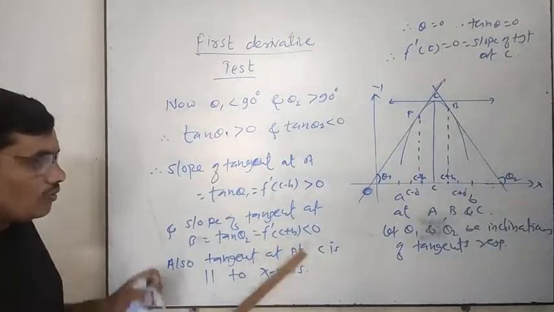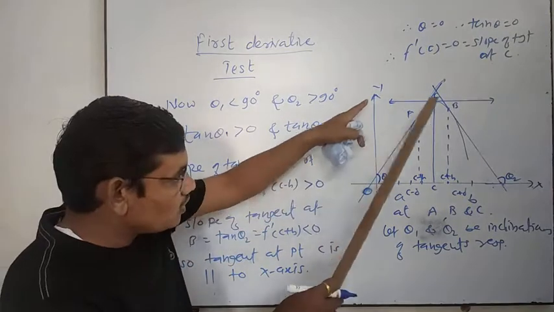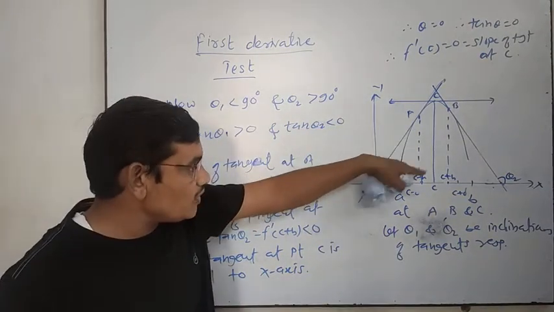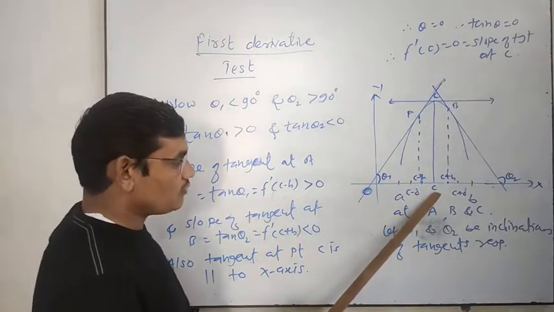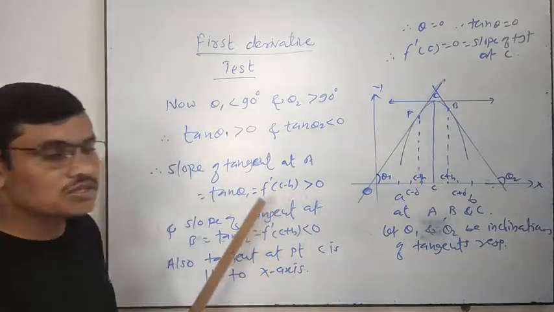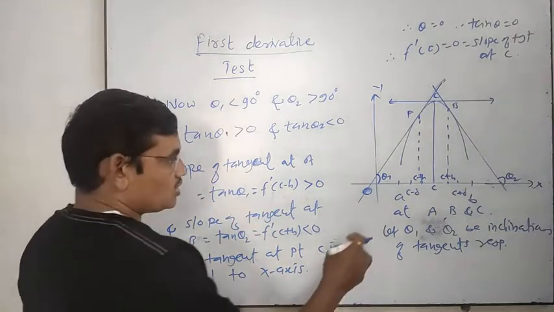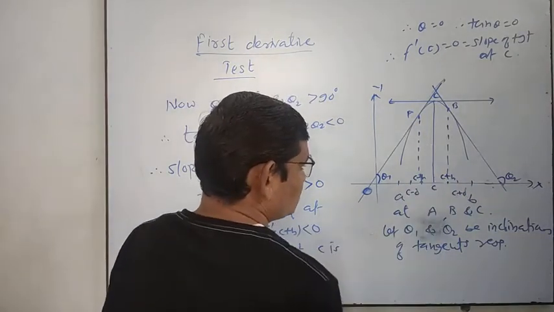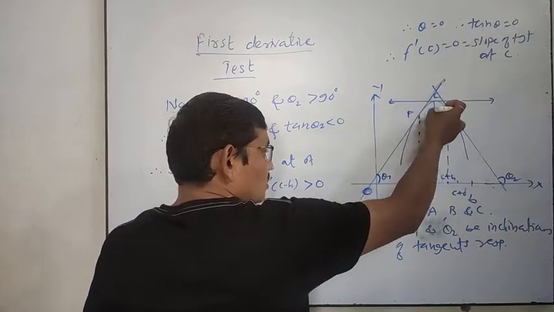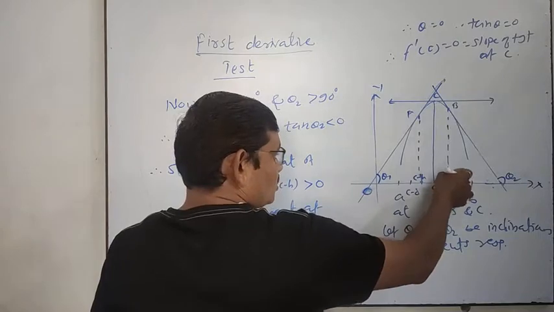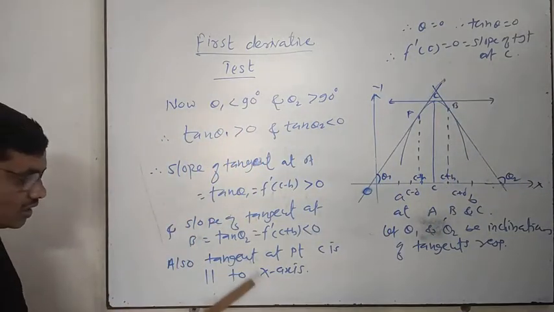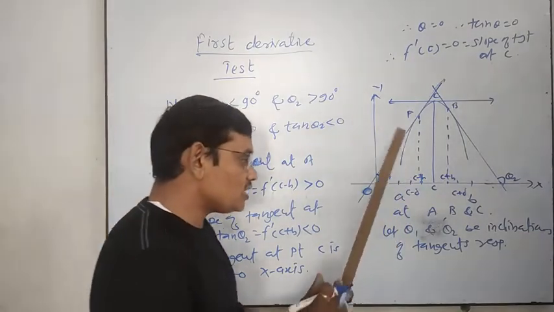So what do we get here? If a function is defined in the interval and the nature of the function is like this, such that at point C the value of the function is maximum here. At point C minus h the function is increasing, and at point C plus h the function is decreasing. Okay, so we get here the condition, the first derivative test.